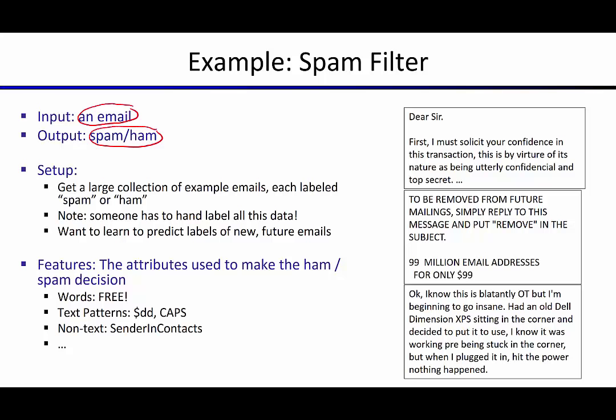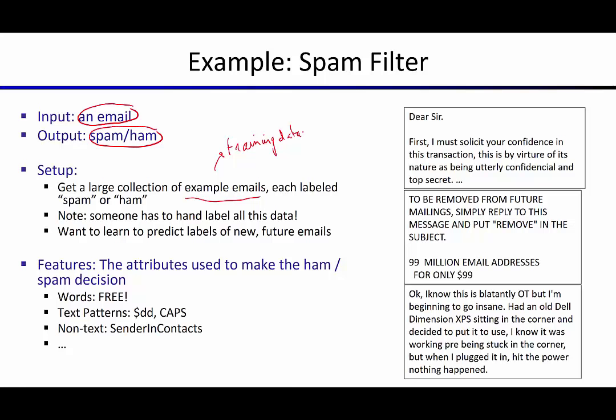The setup in classification tends to be that the first thing you get to do is get a large collection of example emails. These will often in the future be called training data. It's a concept that will come back a lot. So you get example emails. Each of them is labeled as ham or spam, whichever category it belongs to.